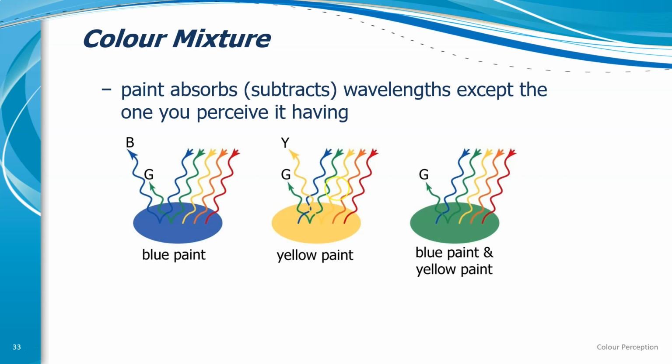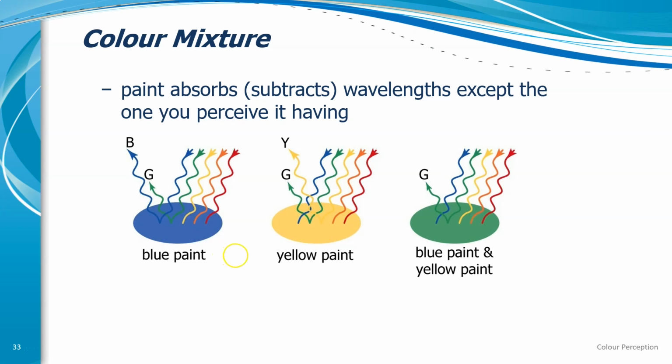So if there's something that looks blue to you, that's because it's absorbing a lot of the red, a lot of the orange, a lot of the yellow. It's going to be reflecting, of course, a lot of the blue, but also a bit of the green. It's tough to get paint that reflects a single wavelength. It would be tremendously rare and very expensive.